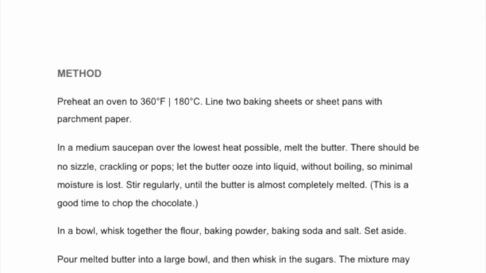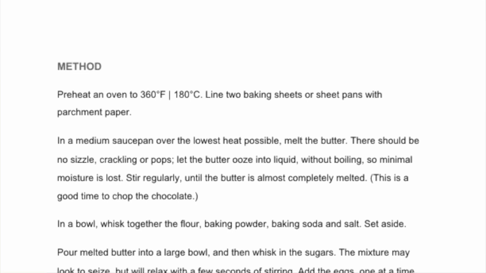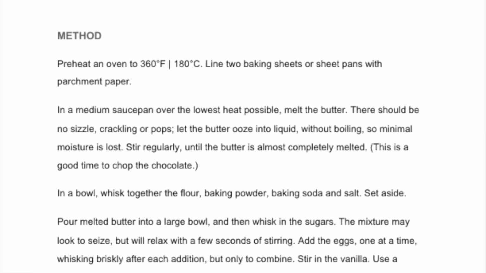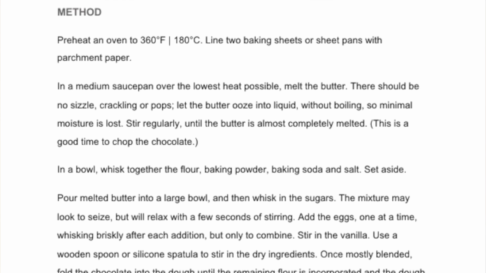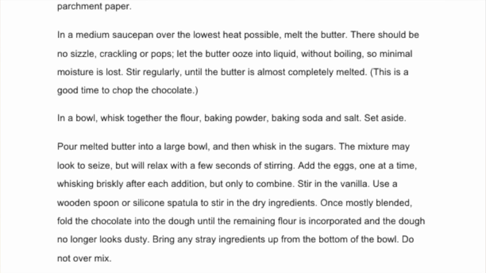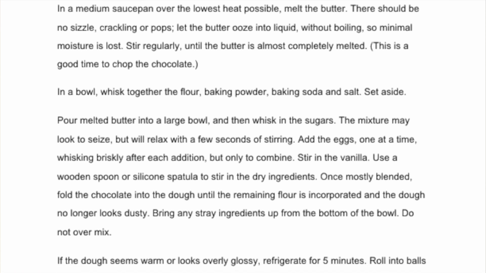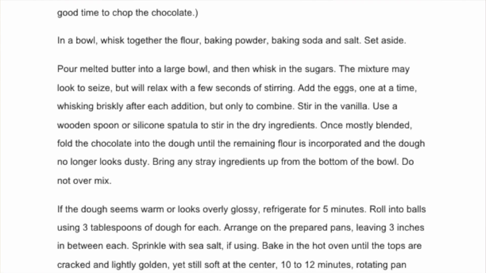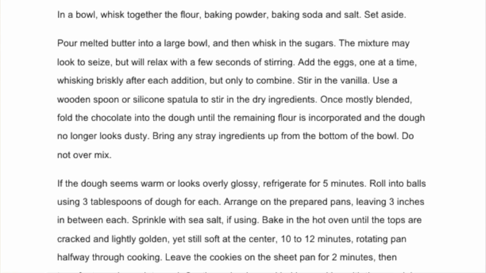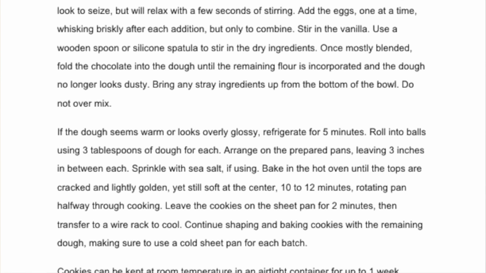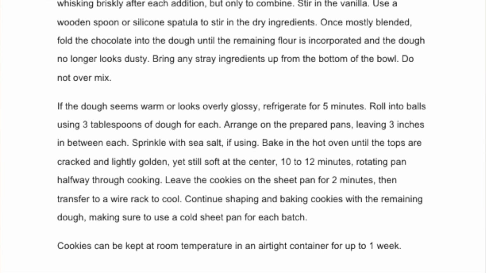But first we're going to preheat the oven to 360 degrees Fahrenheit, and then we'll be preparing all the ingredients. Putting together the flour, baking powder, baking soda, and salt, putting them in a bowl, stirring, melting the butter, and then we'll be putting the melted butter in a large bowl, whisking the sugars and the butter together. Then we'll add eggs and stir in some vanilla extract, and then throw in the chocolate.